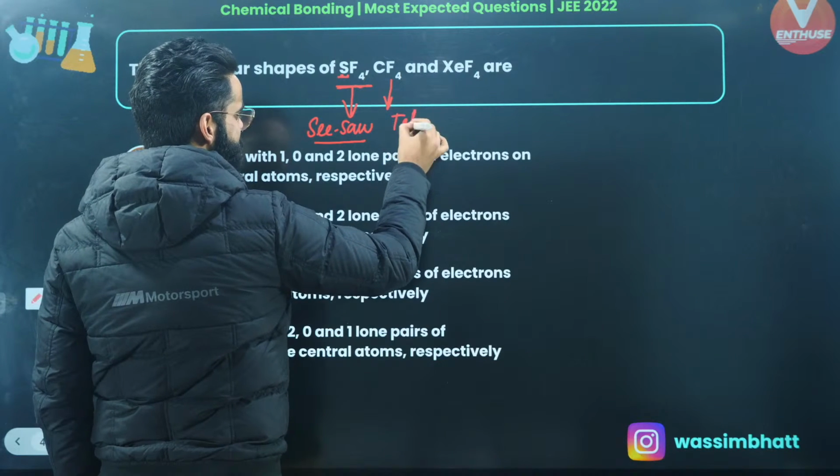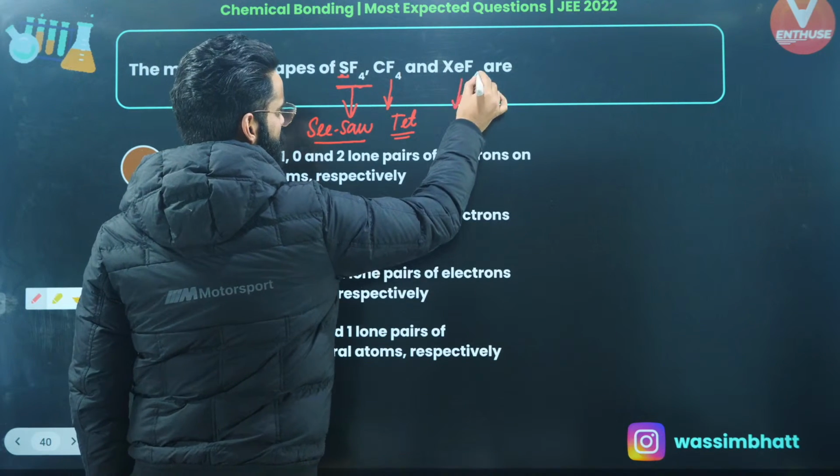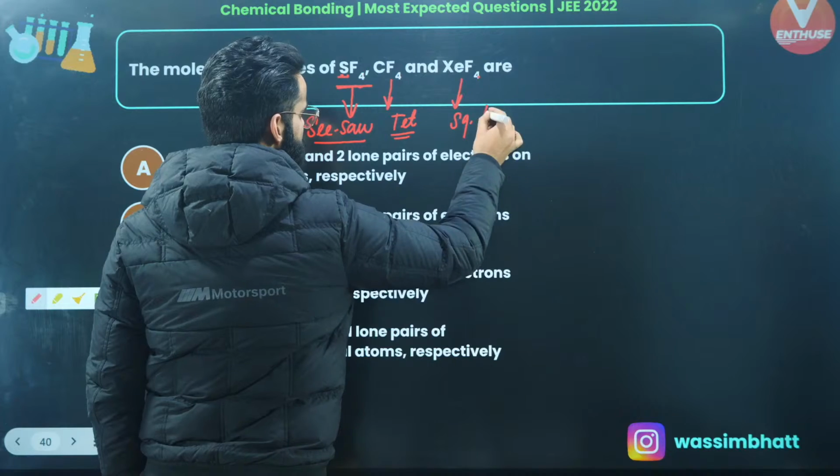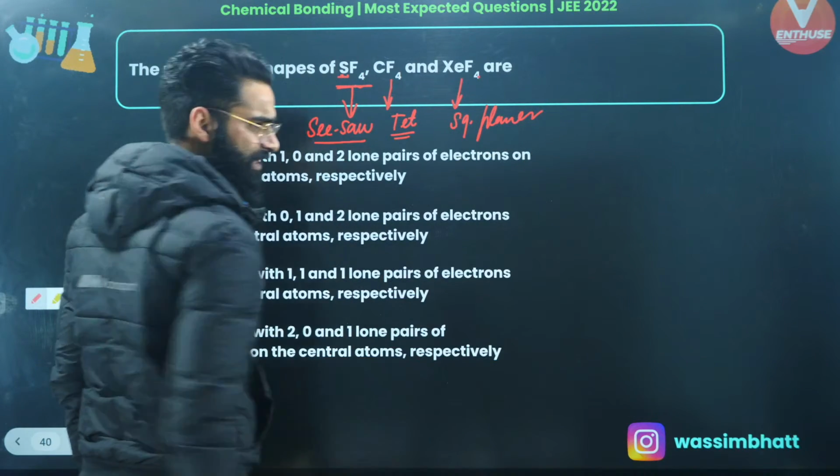CF4, right? 4 sigma bonds, it's tetrahedral. XeF4, 4 sigma bonds, 2 lone pairs, it's square planar. So their shapes are basically different, right?